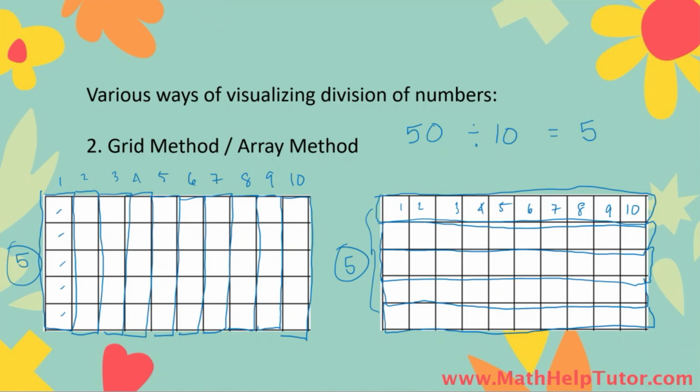Again, notice that if we do multiplication, 5 times 10 or 10 times 5 is equal to 50. So groups with 5 boxes in it multiplied 10 times is equal to 50 boxes. Same here, we have groups with 10 boxes in them and we multiply them 5 times, it gives us 50 as well. So this shows us the relationship between multiplication and division.